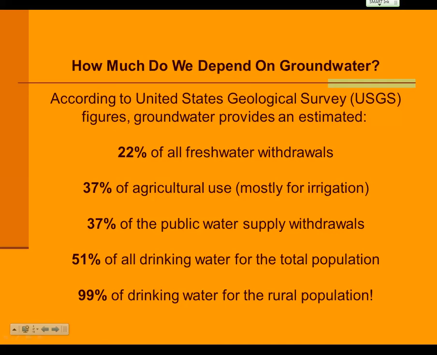37% of the public water supply withdrawals. 51% of all drinking water for the total population comes from groundwater. And 99% of drinking water for the rural population. Yes, around here, a lot of us have wells. So we have to not change our oil and dump the oil in the ground in our yard because that's going to end up polluting our well and maybe a bunch of other neighbors' wells too. I forgot what the number was, like 1 gallon of oil dumped in the ground pollutes like 10,000 gallons of drinking water. It's some ridiculous number, so you have to be careful.